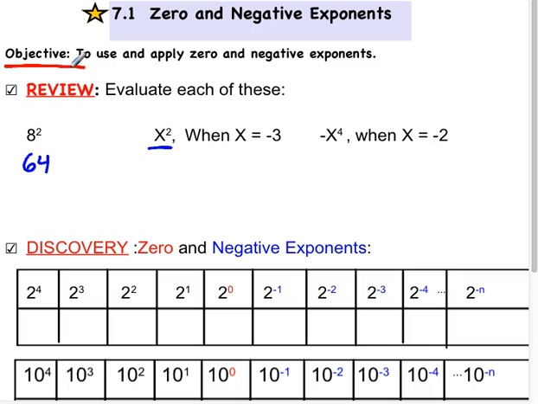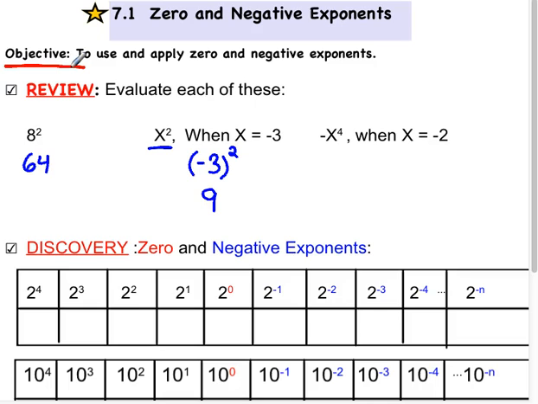Now, let's look at this x squared, okay? We're going to look at it two different ways. So first, when x is negative 3, we're going to take negative 3 and square it. So literally we're saying negative 3 times negative 3. Well, negative 3 times negative 3 is going to give us a positive 9. That square makes it positive.